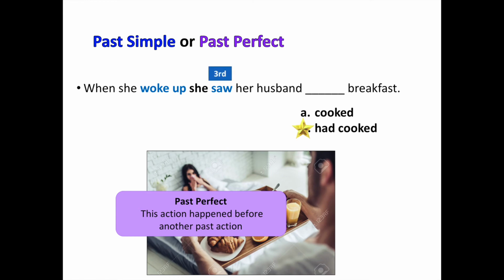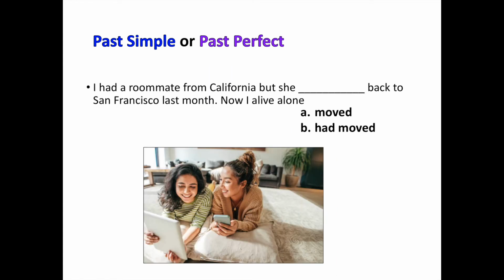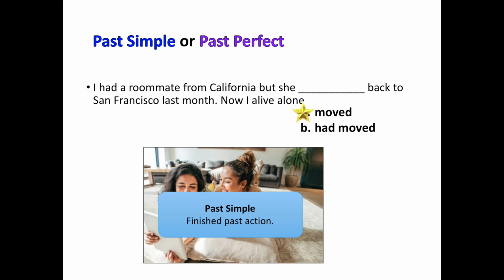I had a roommate from California, but she moved or had moved back to San Francisco last month. Now I live alone. Here we would use the past simple moved because the action is finished in the past. And these two actions happened in that order. First, I had a roommate, but then she moved.